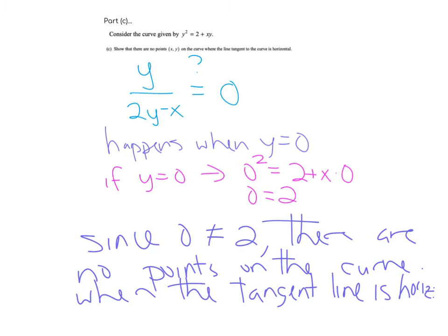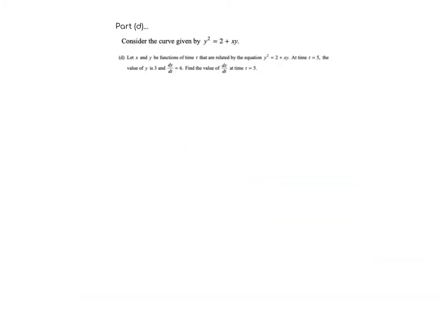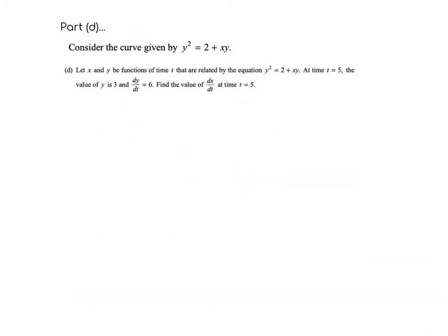We did that part. Okay, last piece. x and y are functions of t. We're going to have to do a different kind of differentiation. At t equals 5, the value of y is 3, and dy/dt is 6. Find the value of dx/dt when t is 5. I might need to find x, and I can do that. I'll show you how.